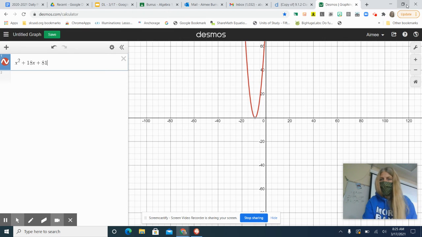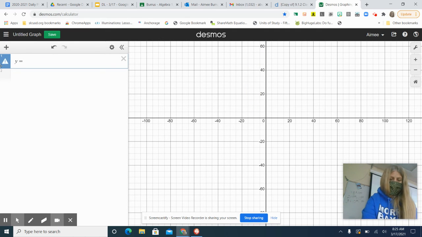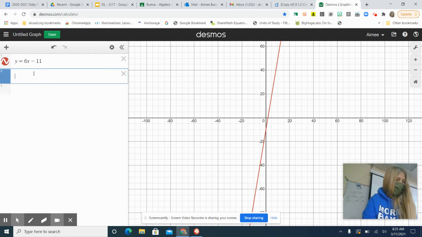Now I'm going to go ahead and go to the Desmos graphing calculator, and we're going to go ahead and type those in. And you will be able to see where those lines are going to intersect.